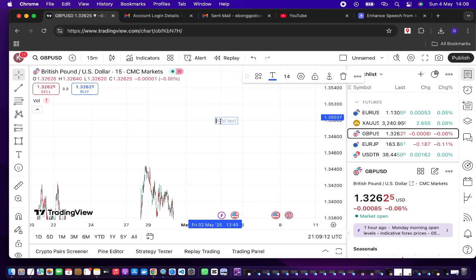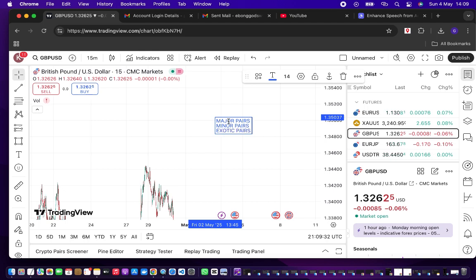So we have three main kinds of currency pairs in the Forex markets, and they include the major pairs, the minor pairs, and finally the exotic pairs.